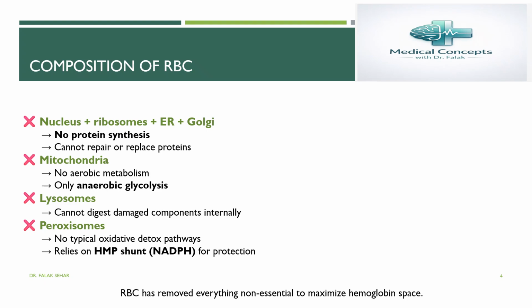First, notice what is absent. Red blood cells do not have a nucleus, ribosomes, endoplasmic reticulum or Golgi apparatus, so they cannot synthesize protein or repair themselves. They also lack mitochondria, which means no aerobic metabolism, and all of their energy comes from anaerobic glycolysis. In addition, lysosomes and peroxisomes are absent, so no intracellular digestion and typical detoxification pathways are present. Instead, red blood cells rely on the HMP shunt to generate NADPH for protection against oxidative damage.